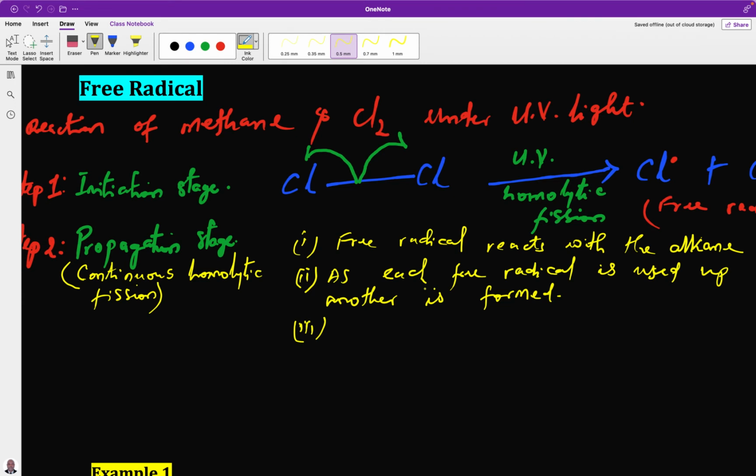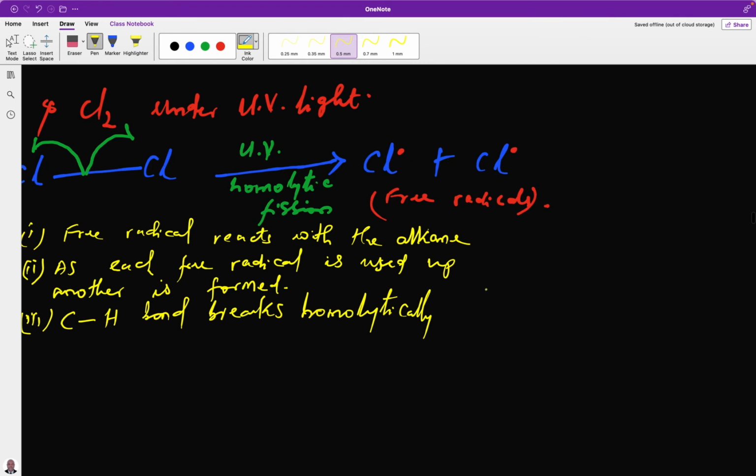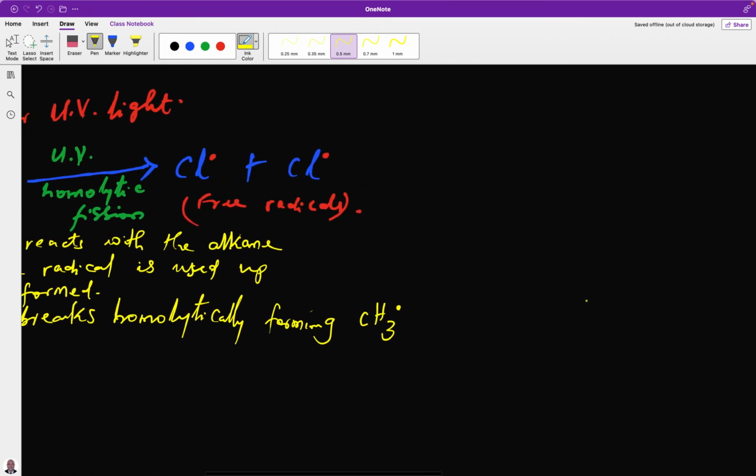Three, the CH bond in methane breaks homolytically, forming a methyl radical. The CH bond breaks homolytically, forming what? Forming a methyl radical. Forming this.